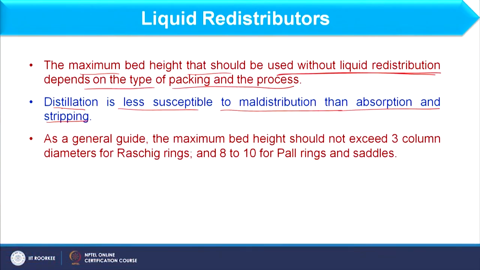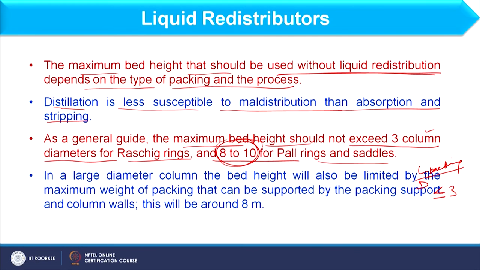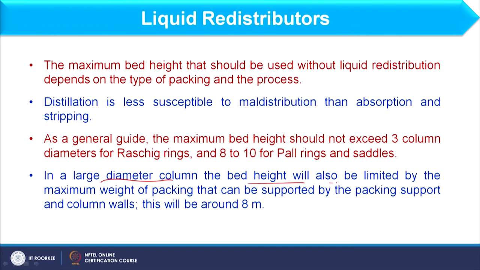Okay. So, as a general guide, the maximum bed height should not exceed 3 column diameters for Raschig rings and 8 to 10 for Pall rings and saddles. Okay. So, here you can consider the guideline that L by D, it means L for the packing by diameter, this ratio should be less than or equal to 3 when it is Raschig rings, or between 8 to 10 for Pall rings and saddles. Right. However, in a large diameter column, the bed height will also be limited by the maximum weight of the packing that can be supported by the packing support and column walls, and will be around 8 meter. Okay. So, here I have some guidelines which tell where we should put liquid redistributors.